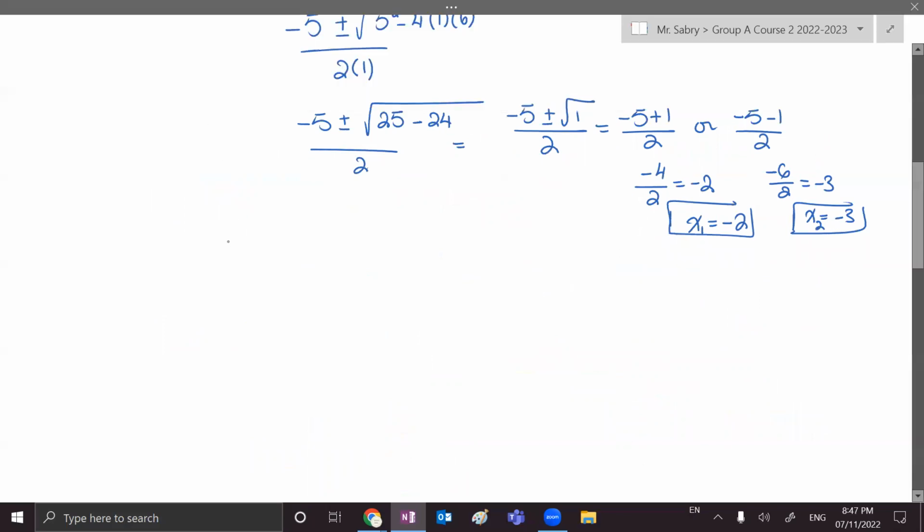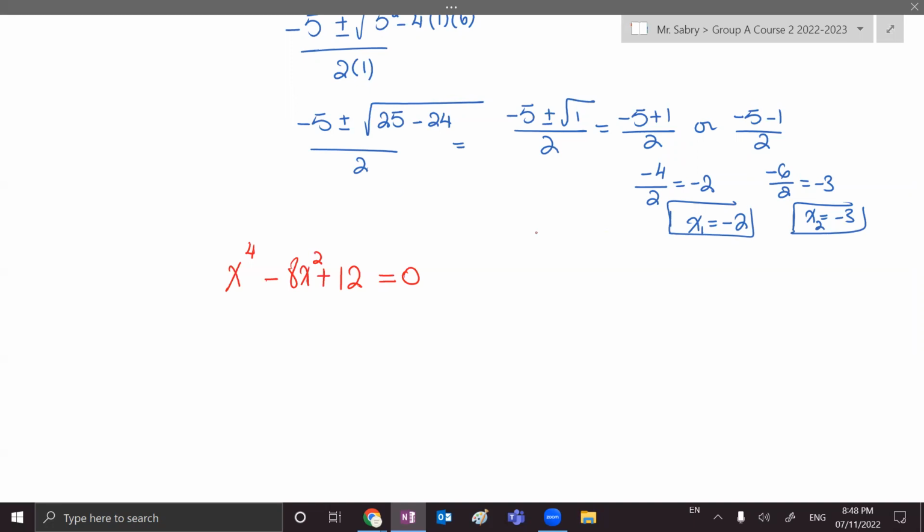Now, sometimes you may get something like this. It's not really a quadratic equation. It's not x to the power of 2. Instead, it's x to the power of 4 minus, let's say, 8x to the power of 2 plus 12, all of this equals 0. So now it's not really a quadratic equation. It's not x to the power of 2, then x to the power of 1, and then a number without an x. It's x power 4, x power 2, and a number without an x.